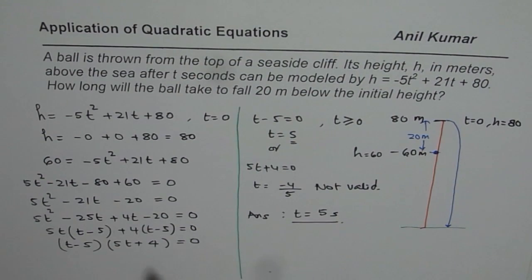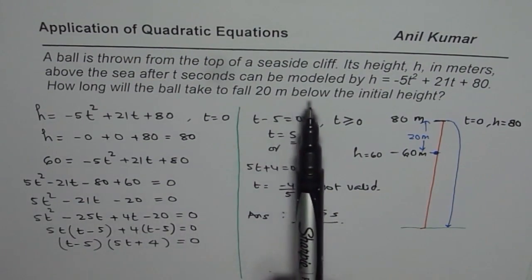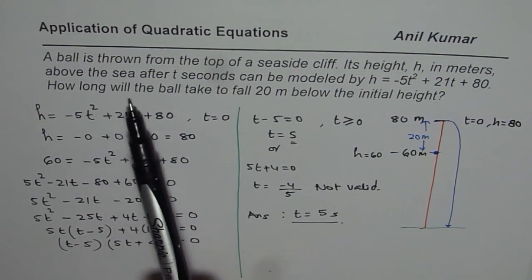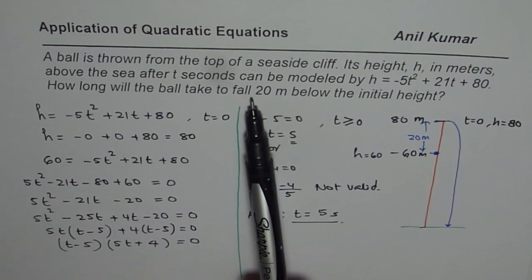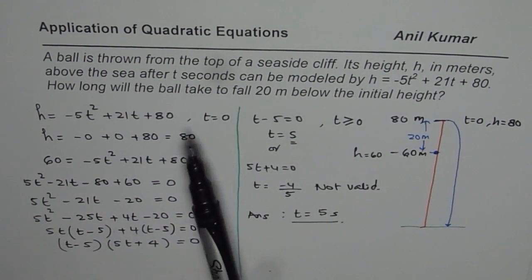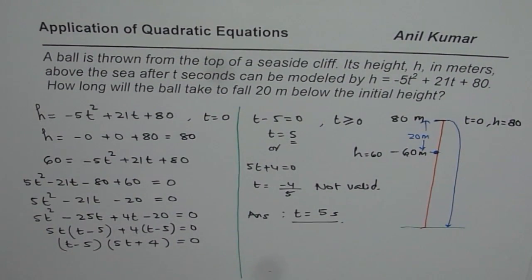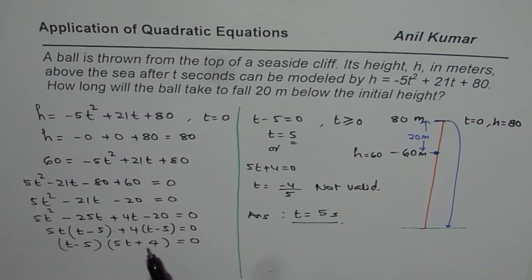I hope you understand and appreciate how to answer such a question. It is important to understand the statement itself, which says how long will the ball take to fall 20 meters below the initial point, right? So that is how it should be done. Now this question we could easily factor, so we have adopted this factored form. If it is not easy to factor, then you should apply the quadratic formula. I hope that helps.